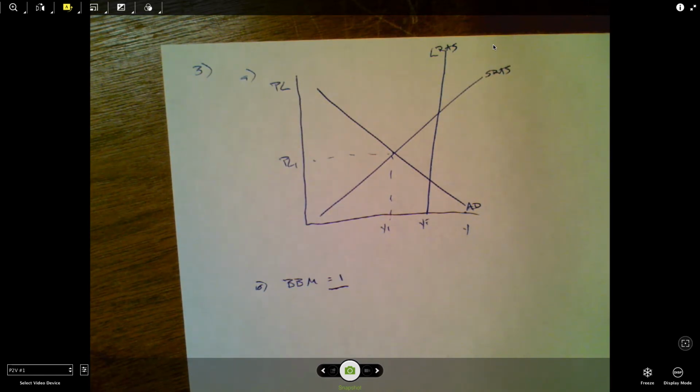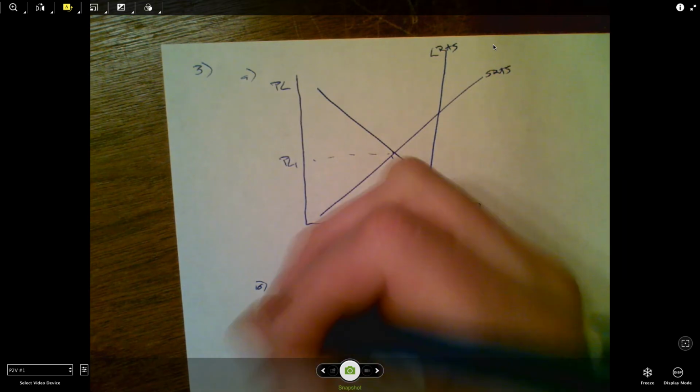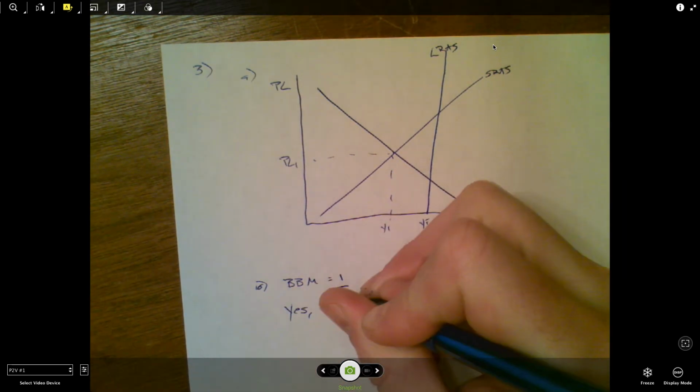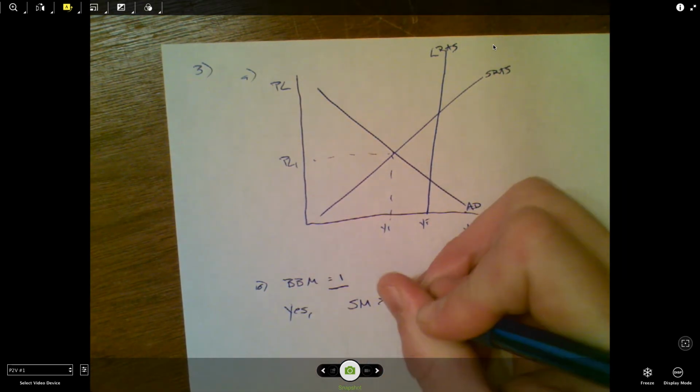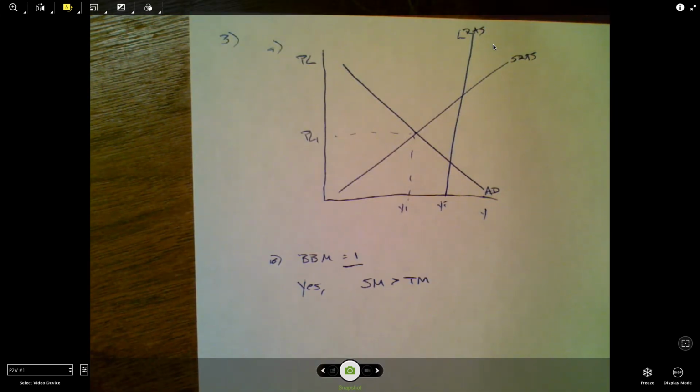And your explanation really is because the spending multiplier is greater than the tax multiplier. So yes, because the spending multiplier is greater than the tax multiplier, a little shorthand there. It would go up by how much you spend. Don't forget about that balanced budget multiplier.